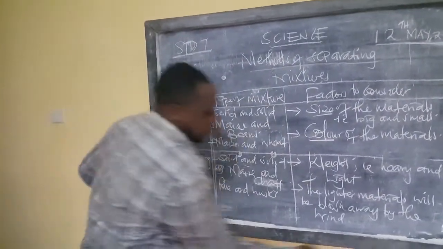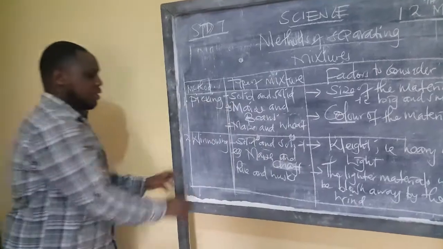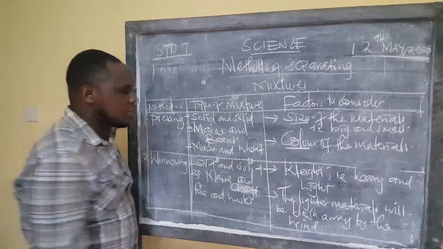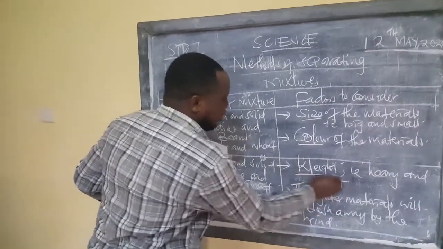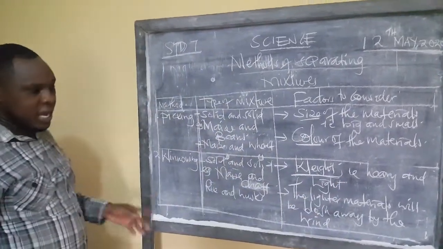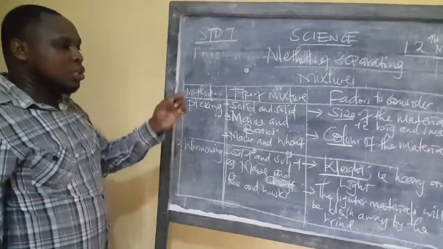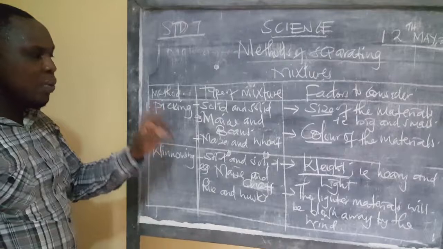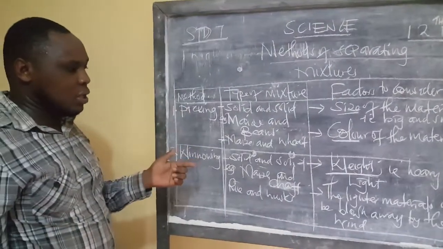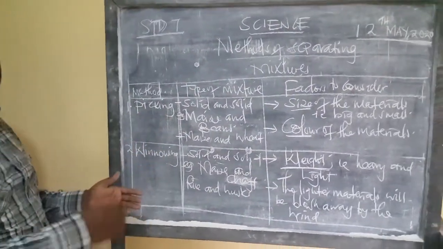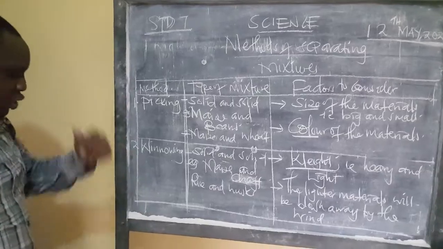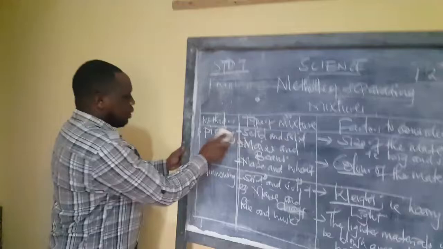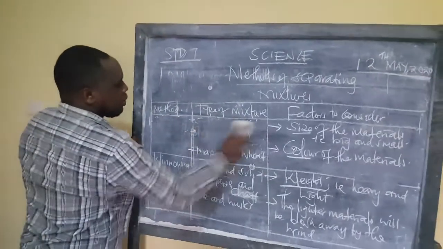I hope you understood, learner, what we said, that in winnowing we are considering the weight of the materials. This is very important, heavy and light materials, so that the light materials will fly away, will be blown away, and you will remain with the heavy materials, meaning that you have maize on one side and chaff has gone. Let's move on to the next one.